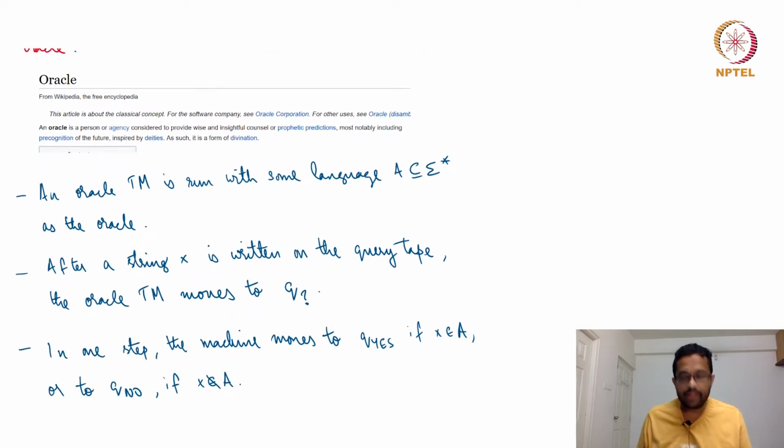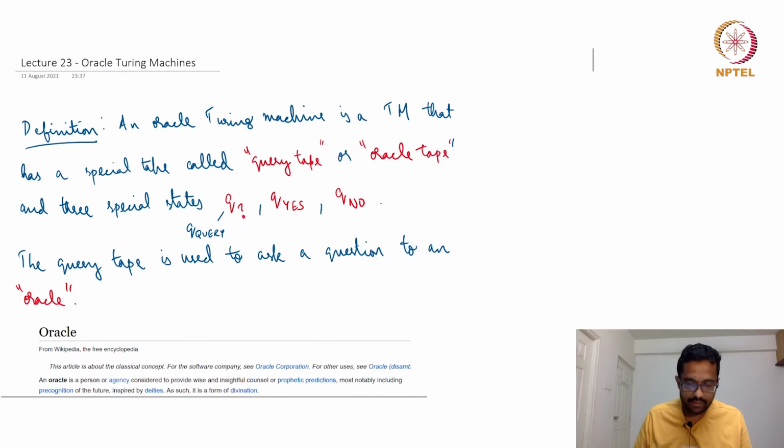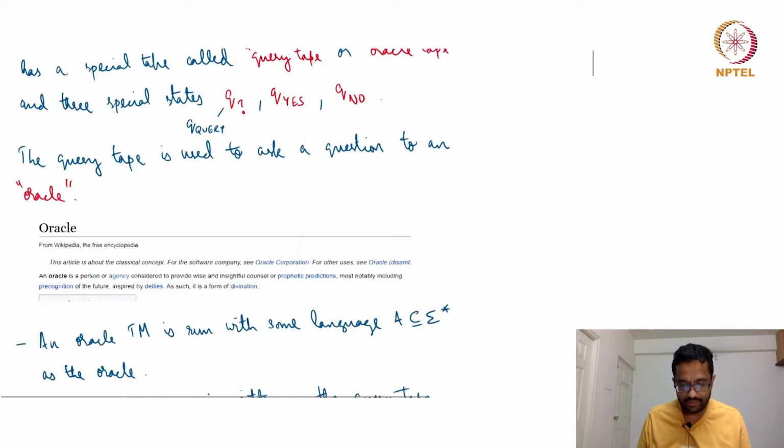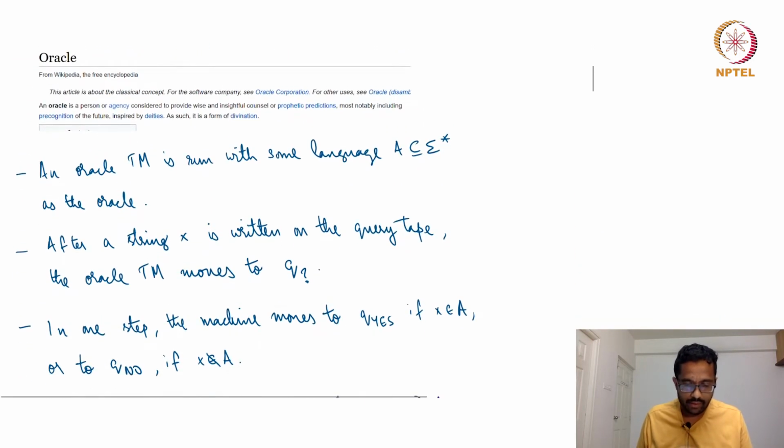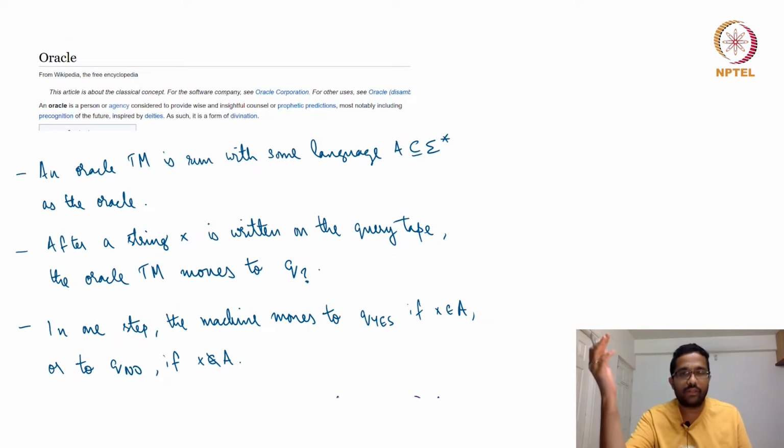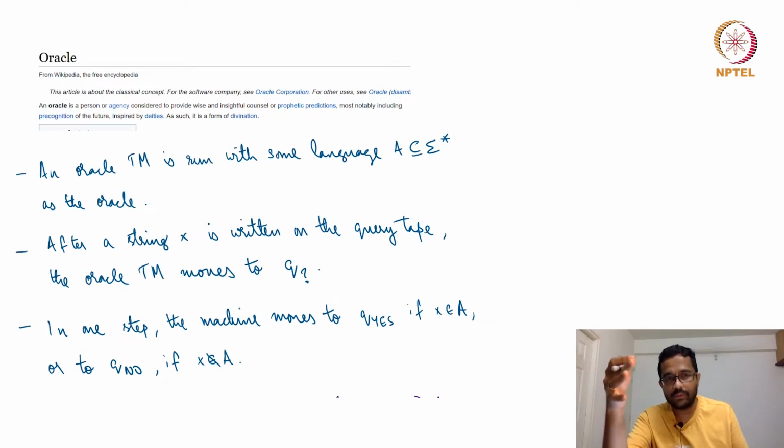An Oracle Turing machine is a Turing machine with these properties. And the oracle could be any language. As I said, it could be SAT, three-colorable, subset sum, or two-colorable, anything. Depending on how powerful the language that corresponds to the oracle is, we'll find different results.